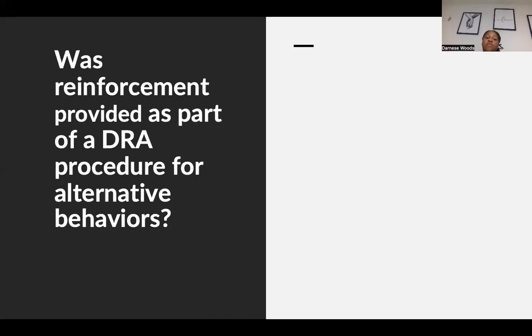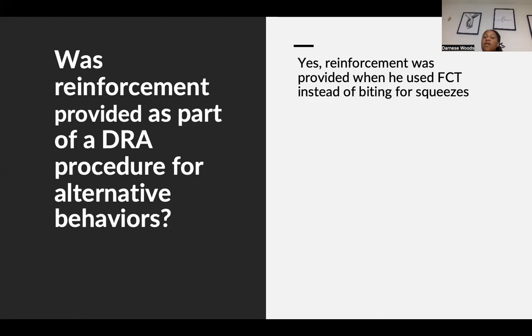Was reinforcement provided as part of the DRA procedure for alternative behaviors? Yes. Reinforcement was provided when he used functional communication instead of biting for squeezes. So when he bit, we had the arm guards on. It wouldn't faze us. We couldn't feel it. We would point him to his PECs board. So we're no longer flinching, and we don't have to push him off.